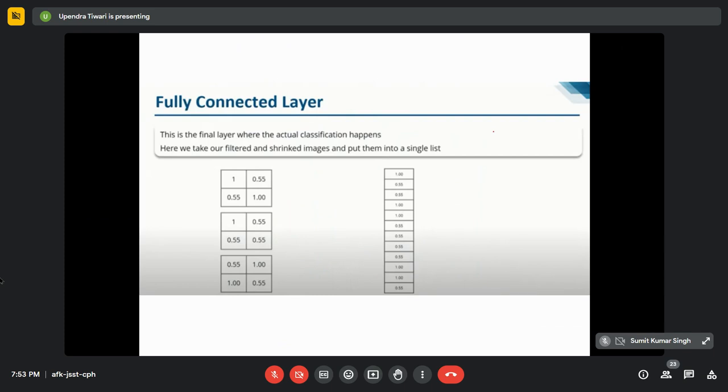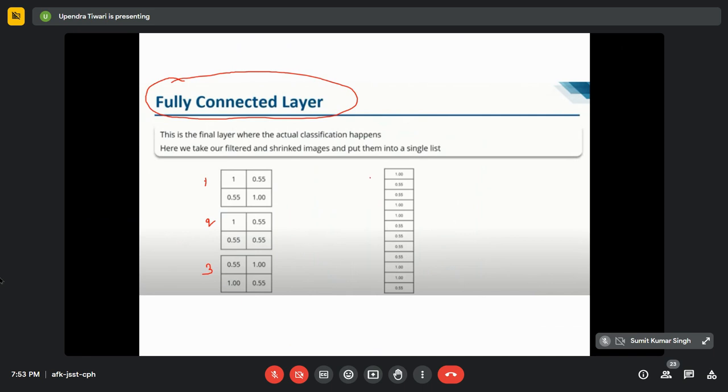Now, these were the outcome of the first filtered image, this is the outcome of the second filtered image, and this is the outcome of the third filtered image. So we just represent this 2 dimension into 1 dimension, and that is the job of what? The fully connected layer. And here what exactly are we doing? We are flattening it.